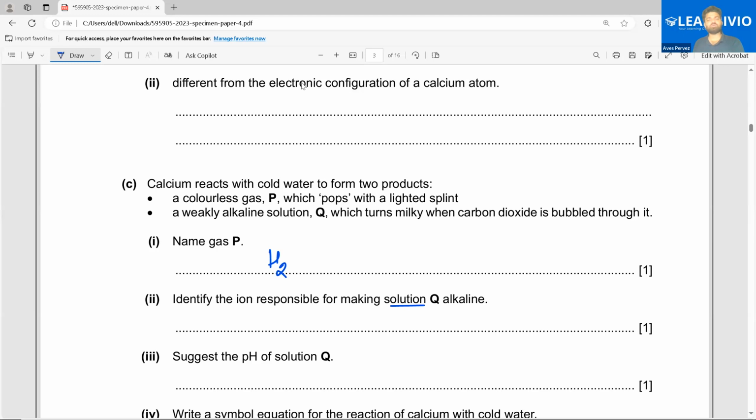So what is the reaction when calcium reacts with cold water? Calcium reacts with water to produce hydrogen gas plus calcium hydroxide, Ca(OH)2. Ca(OH) whole twice is the correct formula. Identify the ions responsible for making the Q solution alkaline. It is the hydroxide ion.